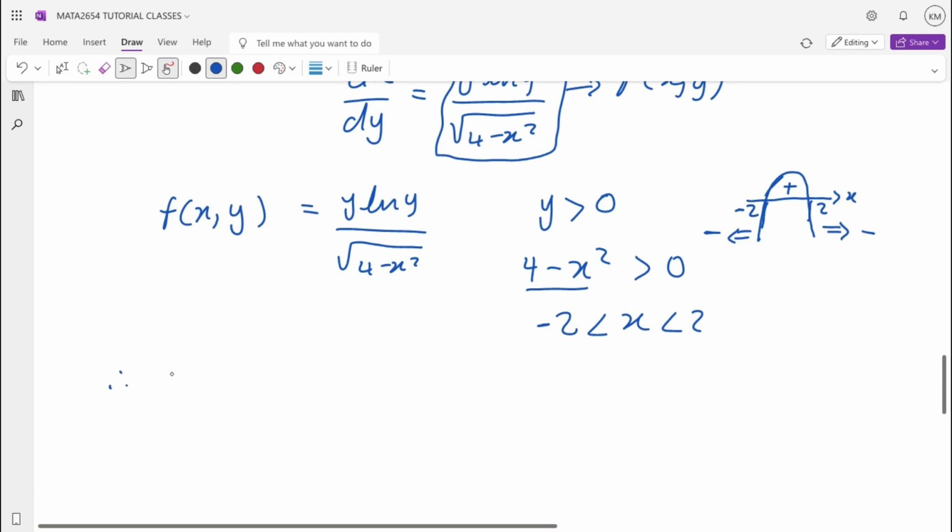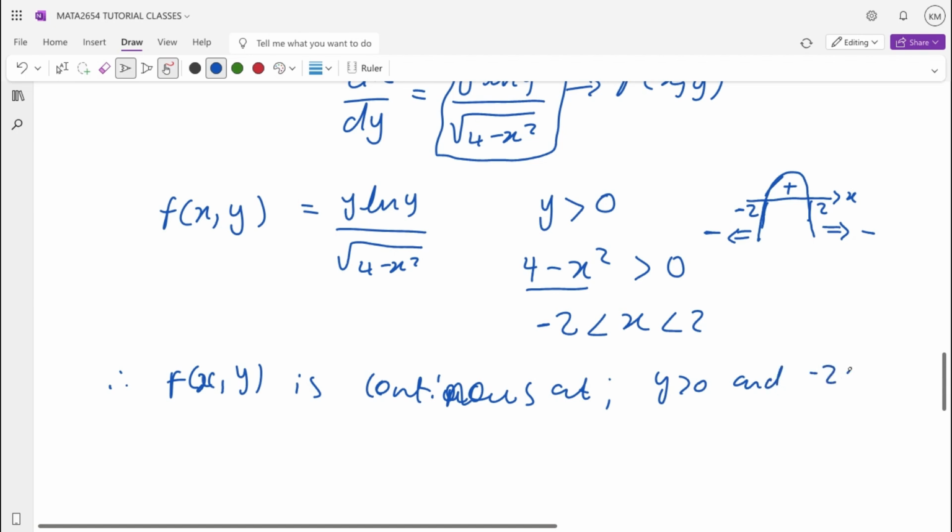So therefore f of x y is continuous at y greater than 0 and x between minus 2 and 2, like that.